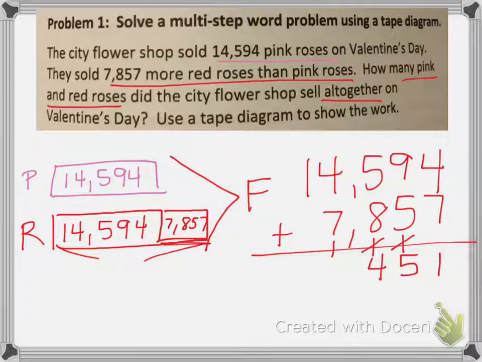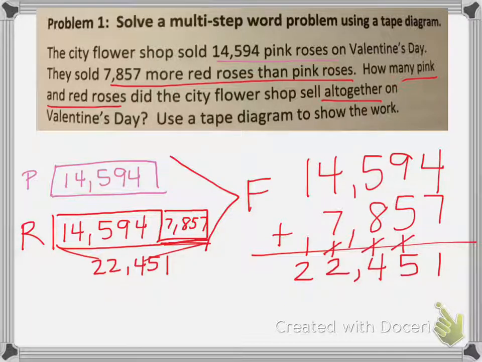7 plus 4 is 11, plus 1 equals 12. Regroup the 10,000. 1 plus 1 equals 2. We get a final answer of 22,451 red roses. And I like to come over here and label that on the tape diagram, just so I remember that the total for red is 22,451.